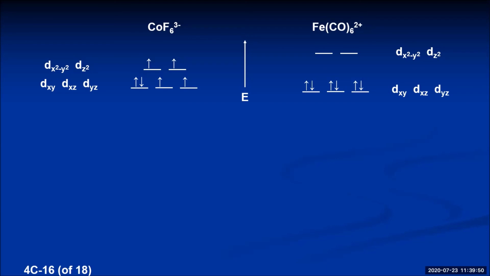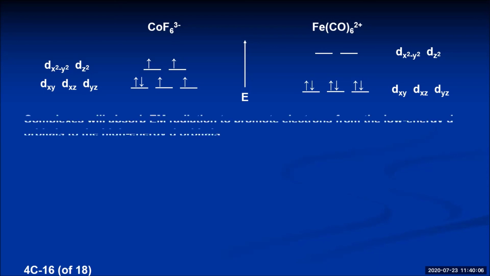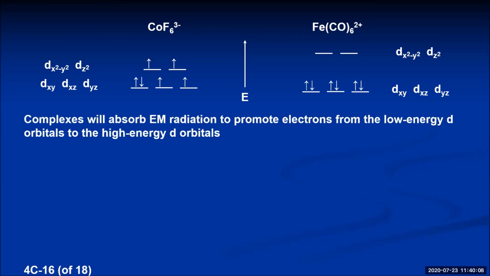In complex ions, a lot of times the difference in energies between the lower set of d orbitals and the higher set of d orbitals is in that visible region of the electromagnetic spectrum, so they can actually absorb some part of the spectrum, therefore they can be colored. So any complexes can absorb electromagnetic radiation, and if they do, you can promote electrons from the lower set of d orbitals into the higher set of d orbitals.